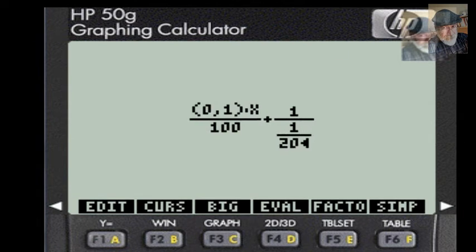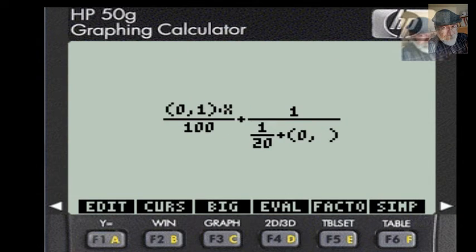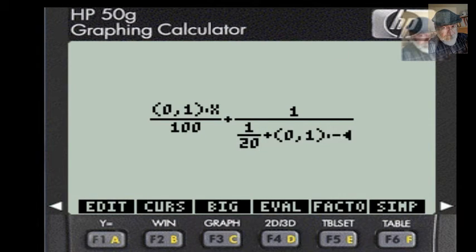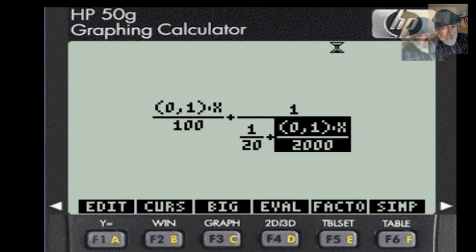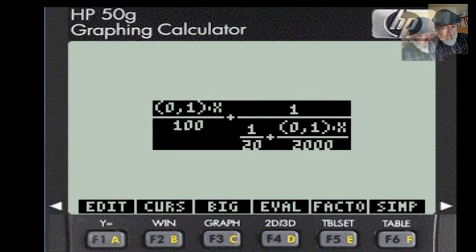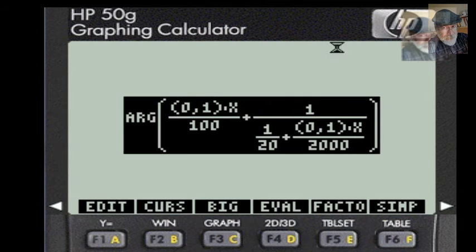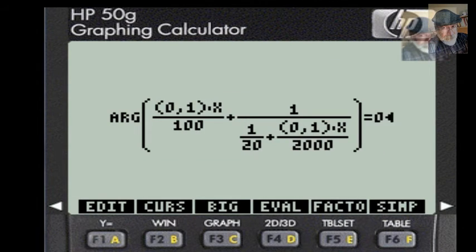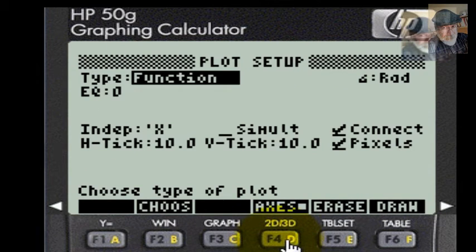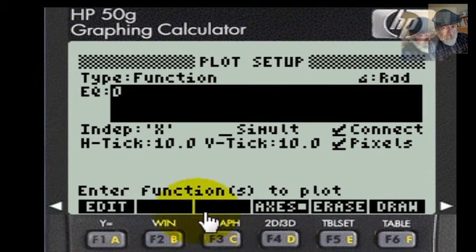And then I add the parallel of the resistance of 20 ohms and the capacitor's impedance at the frequency X as well. That is going to be the impedance that I'm trying to write as the function of X, which is omega. And all of that, I want to take the argument of that complex number and equate that to 0. That is the equation we're trying to solve. But before solving that, let me plot it.